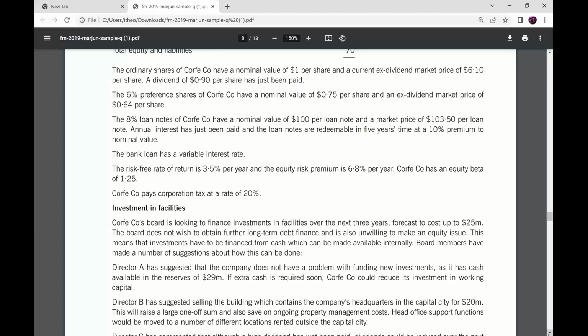So it's a very important statement that loan notes, debentures are redeemable. The bank loan has a variable interest rate. Okay. The risk-free rate of return is 3.5% per year and the risk premium is 6.8% per year. Corfe has an equity beta of 1.25 and pays tax at a rate of 20%.